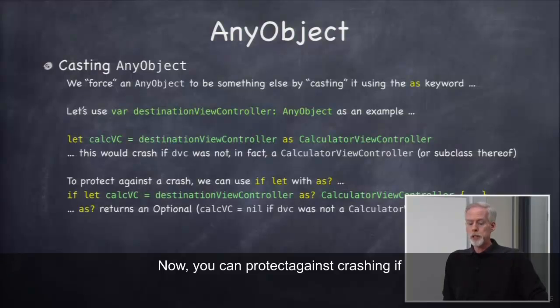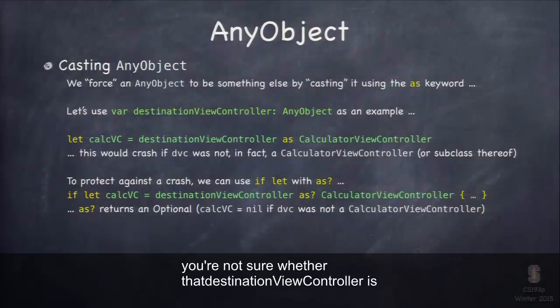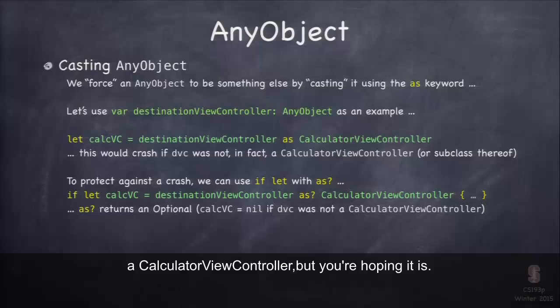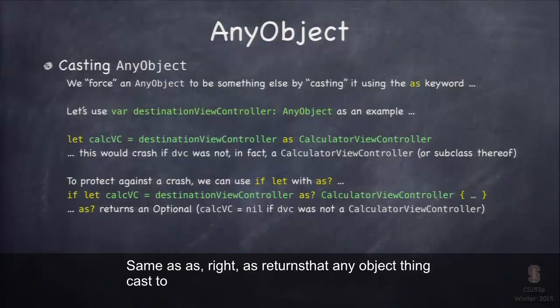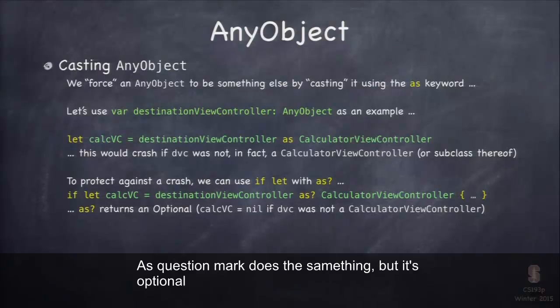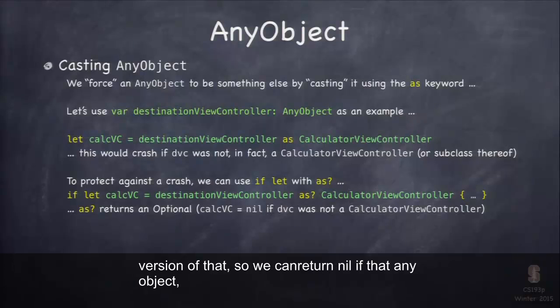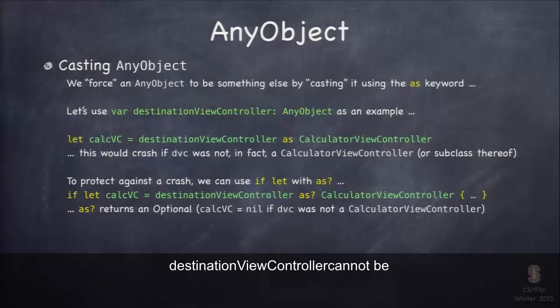Now, you can protect against crashing if you're not sure whether that destination view controller is a calculator view controller, but you're hoping it is, okay? You can use as question mark. And as question mark returns an optional. Same as as, right? As returns that any object thing cast to be a different class. As question mark does the same thing, but it's an optional version of that. So it can return nil if that any object, destination view controller, cannot be turned into a calculator view controller because it's not a calculator view controller, it's some other kind of view controller or something else, all right?